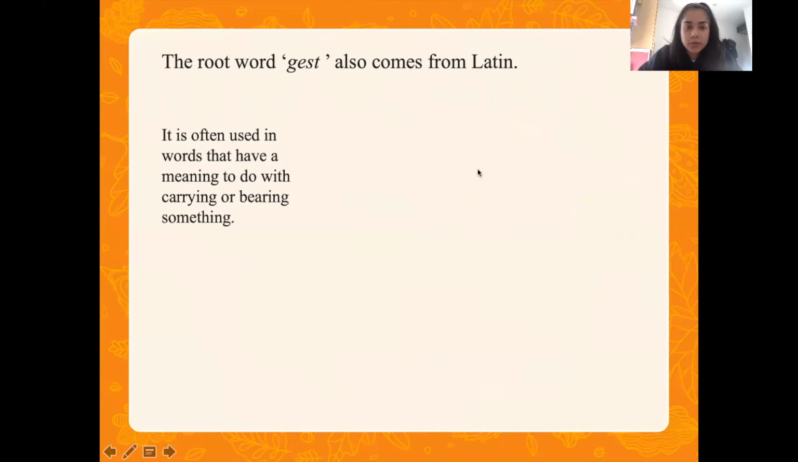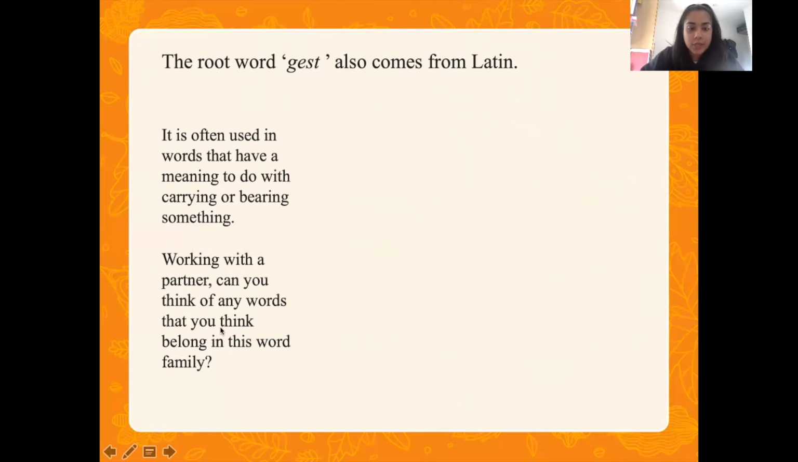So it is often used in words that have a meaning to do with carrying or bearing something, and that's why we have the word gest. It means carrying or bearing something. Can you think of any more words that would belong in our gest word family? Pause the screen and have a think.